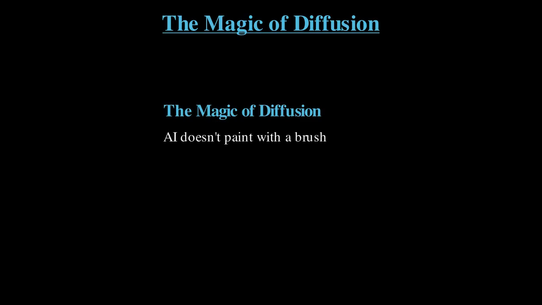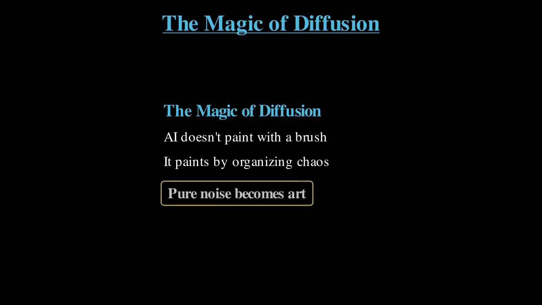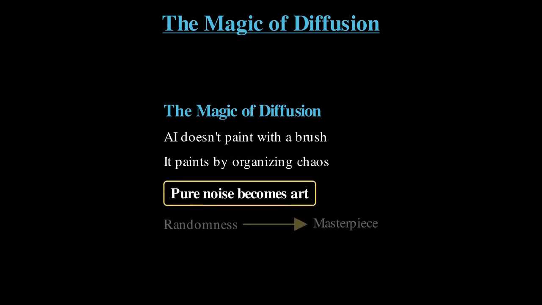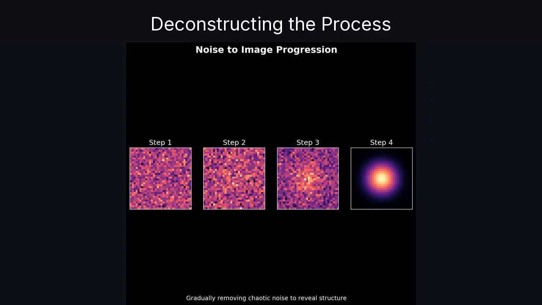When you ask an AI to generate an image, it doesn't sketch outlines or mix colors. Instead, it starts with an absolute blizzard of pure, chaotic static, and gradually sculpts that noise into a stunning masterpiece. This is the magic of diffusion models. The core idea is brilliant but counterintuitive.